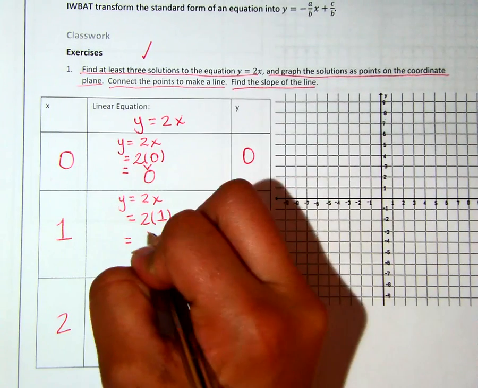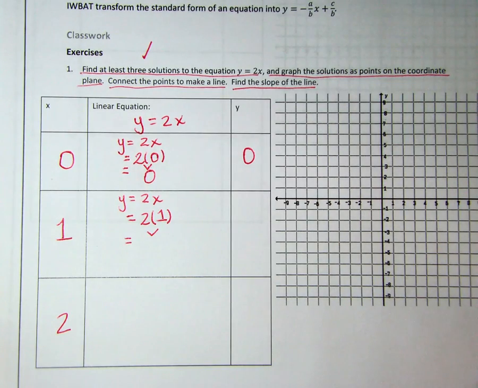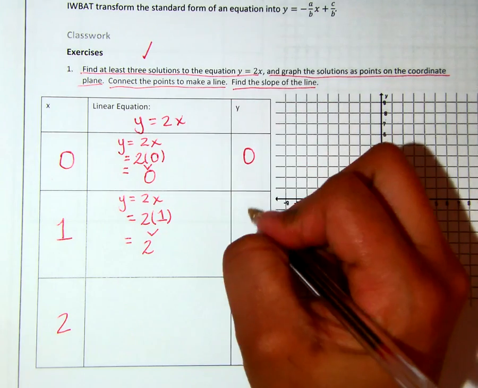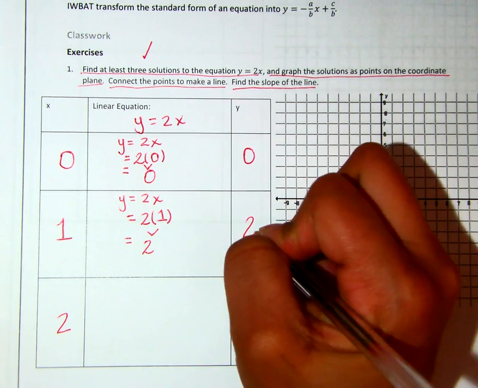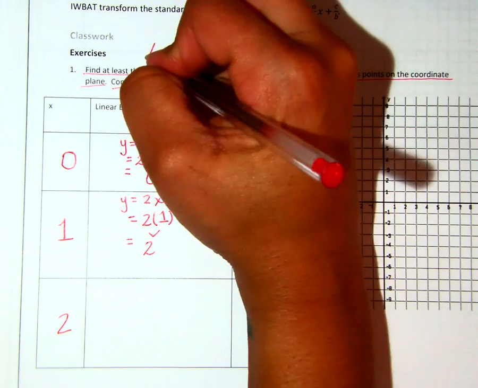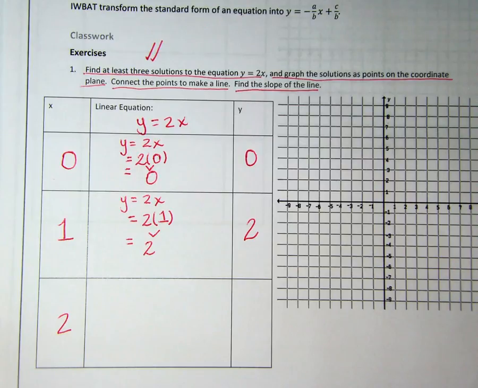Now I'm going to compute. I'm going to do that work. I'm going to handle the multiplication. 2 times 1 leaves me with 2. So therefore, when x is 1, y equals 2. I found my second of the 3 solutions.